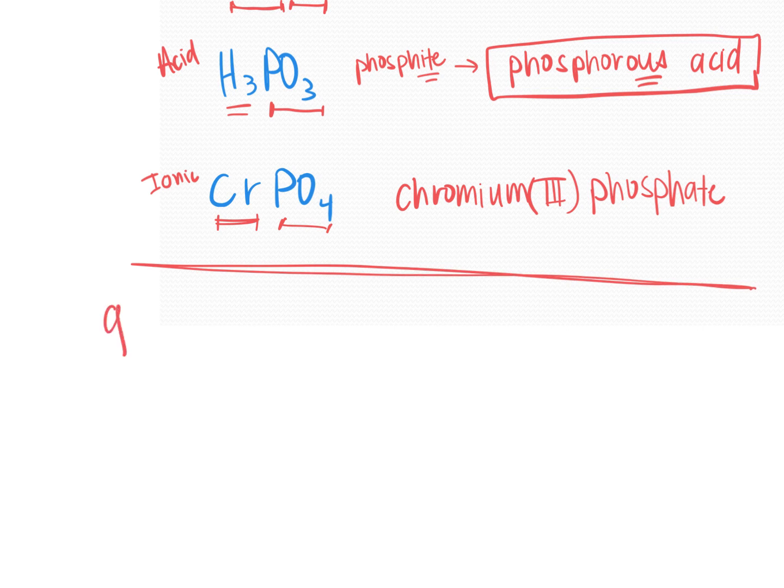Wait, did you mean to write phosphate at the end? Or it wouldn't be phosphate? This would be phosphate. Yep, because it's PO4. If it was phosphide, it would just be a P. Yeah. Just P. Yeah. So I think I wrote phosphate. Yeah. Okay. Let's see. Gold.